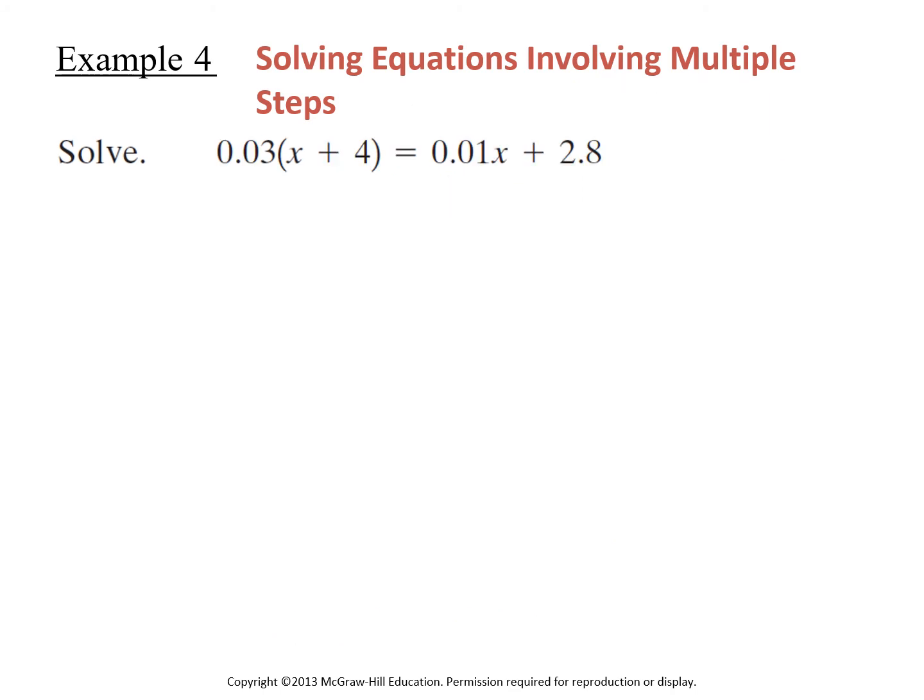And next I have to simplify the expression on the left before I can solve this equation. So I'm going to be distributing 0.03 and multiplying twice. So 0.03 times x is 0.03x. And 0.03 times positive 4 is a positive 0.12.